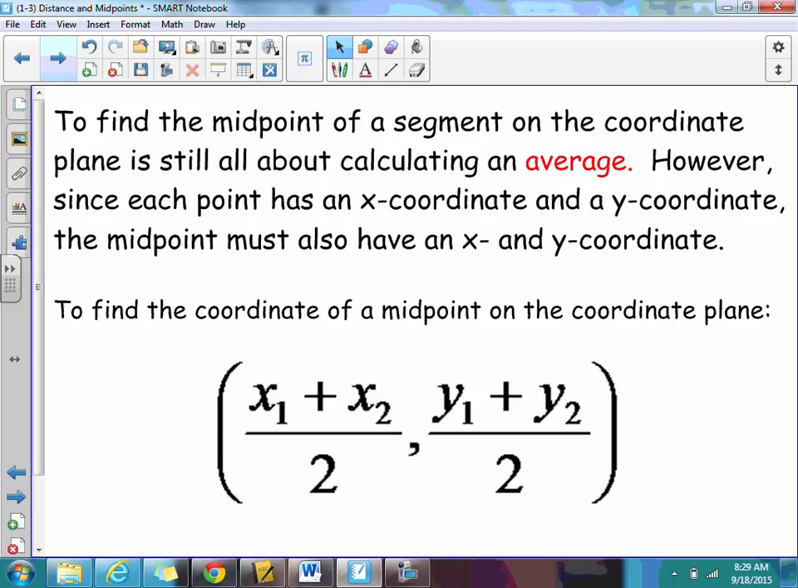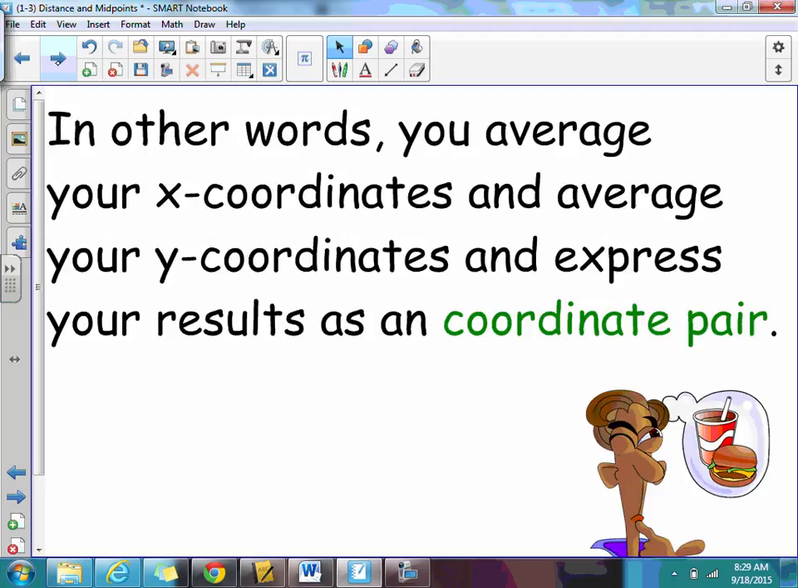Okay? However, how did we say to find the midpoint on a number line? You average. You're going to do the same thing. Isn't average adding, dividing by 2? The only difference is you have an x-coordinate and you have a y-coordinate. So now you're going to average your x-coordinate and average your y-coordinate. And that gives you a point. So let's try it.